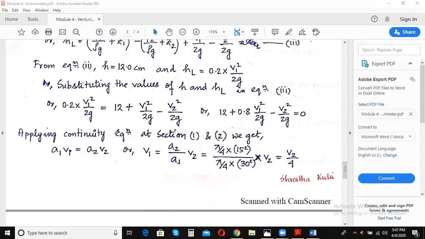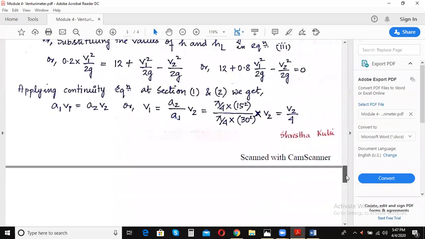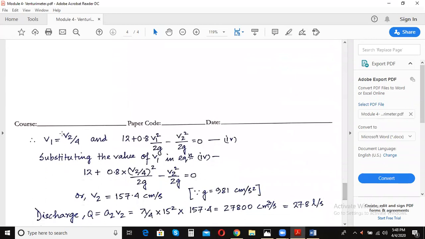Now in the last part, we are going to plug this value of V1 in this expression so that we have only one unknown, that is V2. Clear? Let's see. I have plugged the value of V1 in this expression, and then we have only one unknown, that is V2. And if we simplify this equation, we get the velocity at section 1 as 157.4.